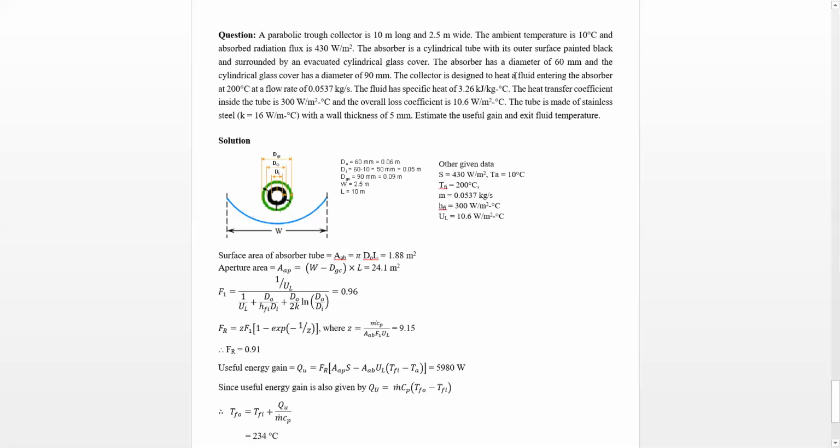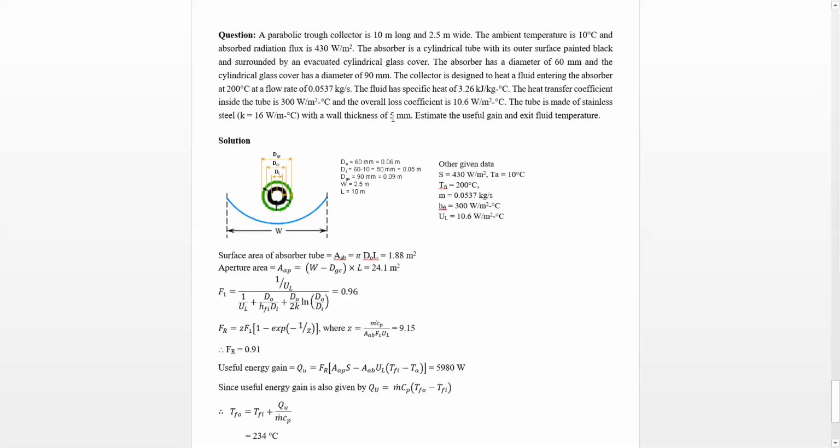The collector is designed to heat a fluid entering the absorber at 200 degrees centigrade. So the inlet fluid temperature is 200 degrees centigrade, which is quite high. That means the heat transfer fluid is being recirculated. At a flow rate of 0.0537 kilogram per second, the fluid specific heat Cp is 3.26. This is the Cp of the heat transfer fluid flowing through the tube. The heat transfer coefficient inside, HFI, is 300 watt per meter square kelvin, and UL is 10.6. The tube is made of stainless steel. K, the thermal conductivity of the tube material, is 16. The wall thickness of the tube is 5 mm.